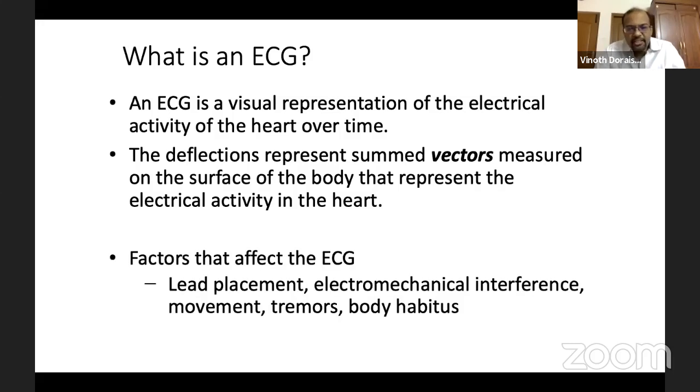So the factors that affect the ECG are the lead placement, so where you place the leads, any electromechanical interference nearby, movement of the patient, for example, if he's having a seizure or having fever with chills, rigor, and his body habitus. So if a patient is very obese or has a pericardial effusion, or has COPD with lots of air in the lungs, then it will affect the amplitude of the ECG complexes. So all this has to be taken into account while trying to read the ECG.